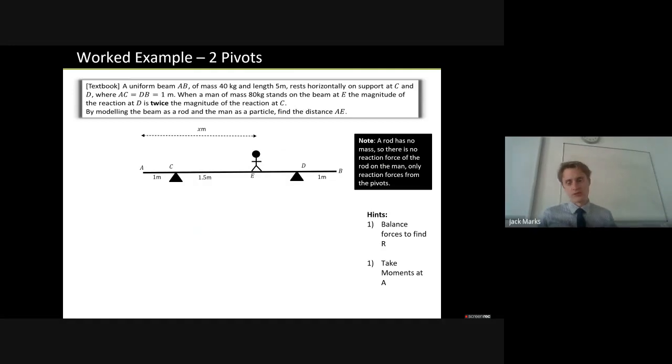Work example, let's do one more, nice and quickly. So a uniform beam of mass 40 kg and length 5 rests horizontally. Okay, that sounds like equilibrium to me. On supports C and D. Look, there we go, two pivots.